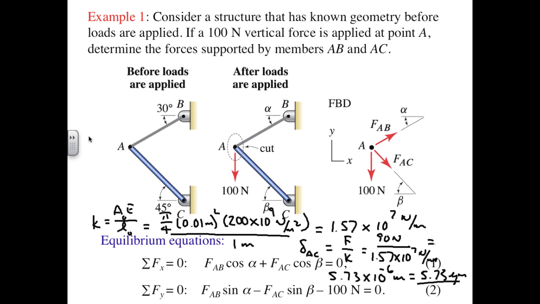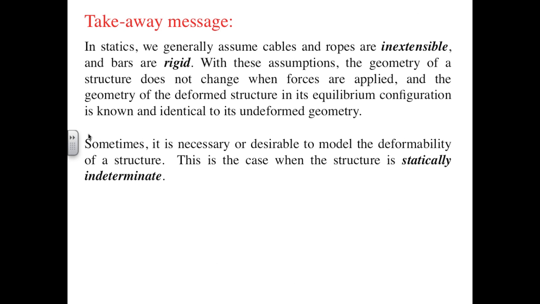Granted that our load is very modest, but that's a really small contraction. If the load were, say, 10 kilonewtons, 10,000 newtons, the deflection would be about 0.6 millimeters in a structural element of length 1 meter. This tells us that in most structural engineering problems, the rigid body assumption is an excellent approximation of the extremely stiff reality. The bottom line is that we can also model bars and cables as very stiff springs.